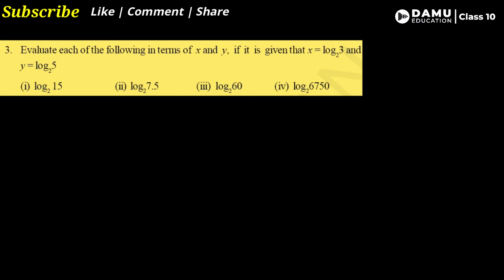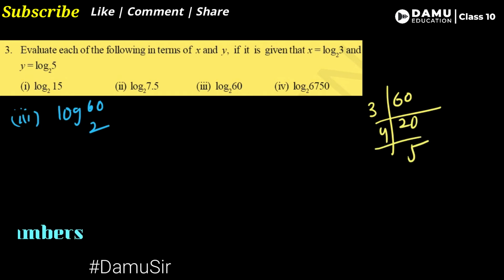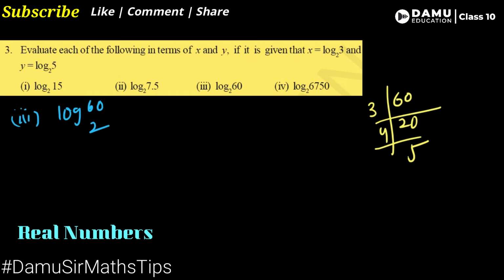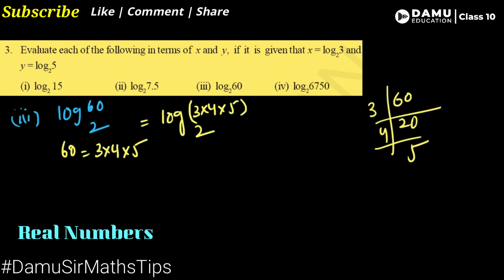Then let's take the third one, which is log 60 base 2. You need to write 60 in a format of any values, by dividing with numbers. 3 fours are 12, then 5 twelves are 60. So it is mixed with 4, 5 and 3. Why? Because here the base is 2 and 3 and 5 are given, so we mix with that. So 60 will be equal to 3 into 4 into 5. It's not compulsory to use primes. So you can write log of 3 into 4 into 5 base 2.